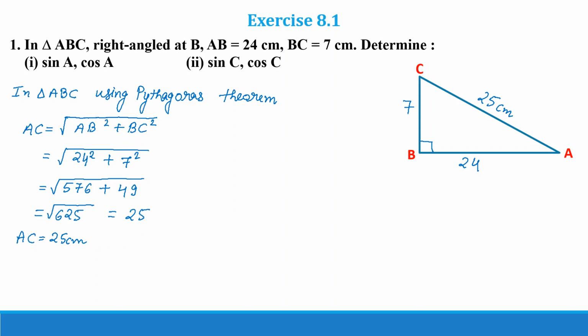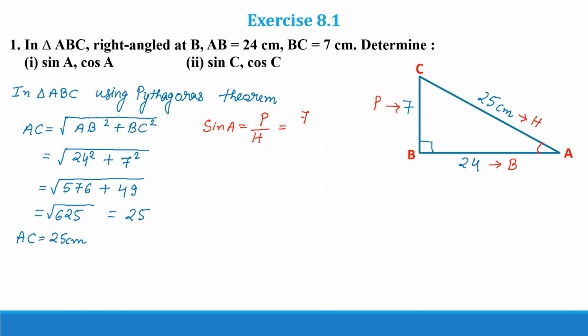So if we start finding the value of sine A, we know that for any right angle triangle, sine of any angle is equal to the ratio of perpendicular to the hypotenuse. We consider this angle, so the side opposite to that will be taken as perpendicular, the side adjacent to it will be considered as base, and the hypotenuse as usual is fixed, that is opposite of the right angle. So sine A or sine theta we know is perpendicular by hypotenuse.